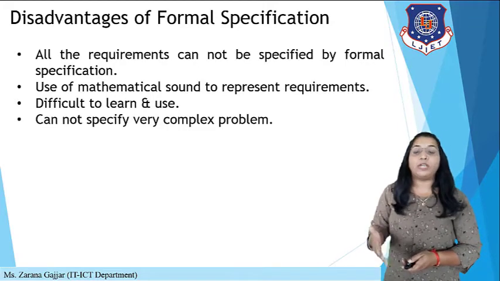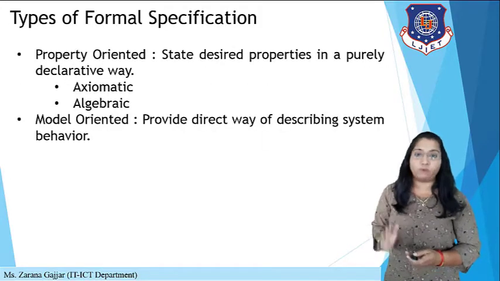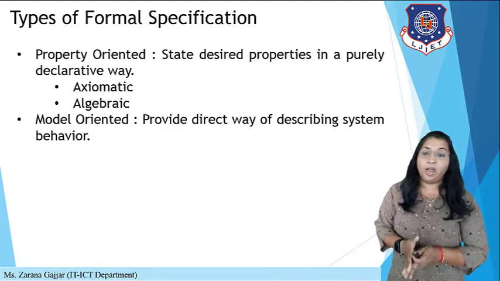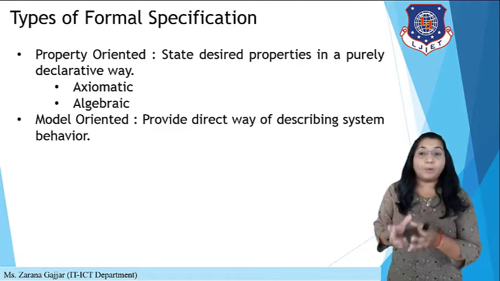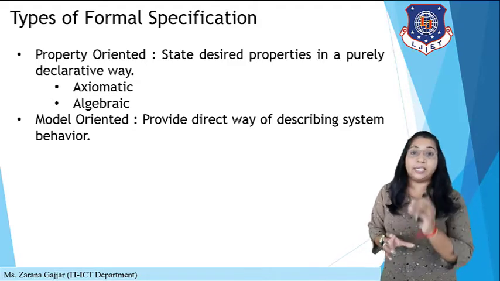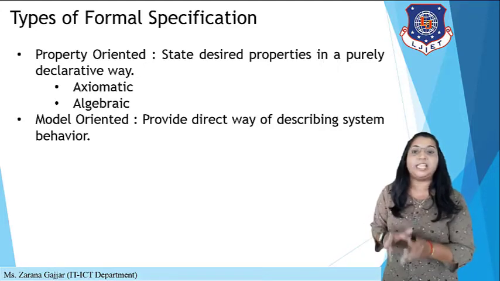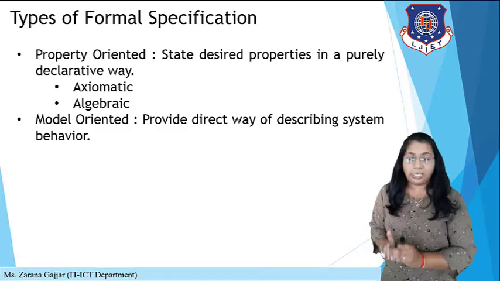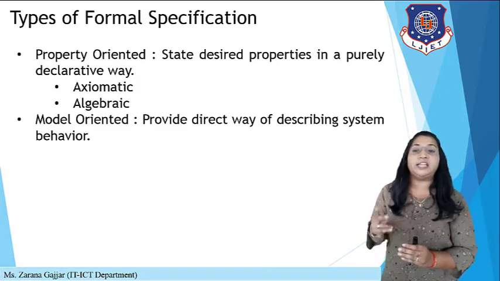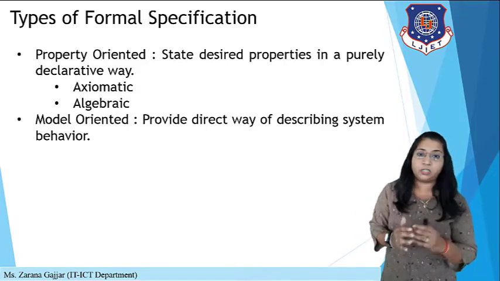So let's discuss the types of formal specification. There are mainly two types: first is property oriented and second is model oriented. The name itself suggests it: property oriented means requirements have some properties, so it states desired properties in a purely declarative way. So you are identifying properties for each and every requirement, and in property oriented there are two topics, axiomatic specification and algebraic specification, right? That we will learn in the next slide.